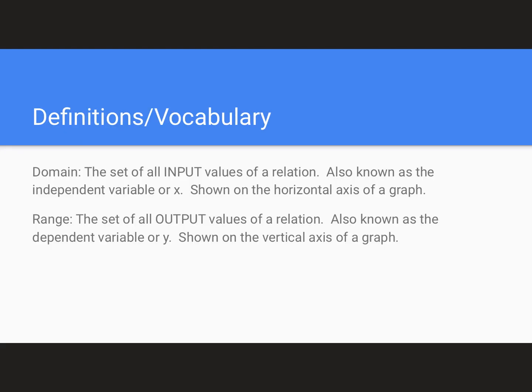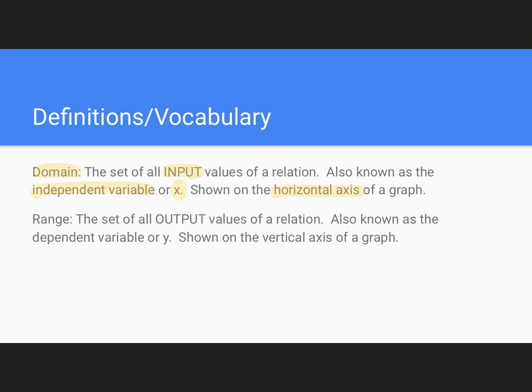So first we have some quick vocabulary, and we've gone over this vocabulary before in your lesson on what functions are. But let's talk about this again. So the domain is the set of all of our input values of a relation. It's also known as the independent variable or the x variable. On a graph, it's always shown on the horizontal axis.